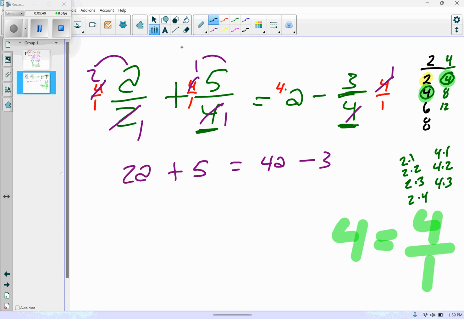And so from there, we're going to realize we're either going to multiply by 4 if we don't have a fraction, or 4 over 1 if we have a fraction. So this was a 4 over 1 because I have a fraction. This was a 4 over 1 because I have a fraction. This was just a 4 because I don't have a fraction. And this was 4 over 1 because I have a fraction.